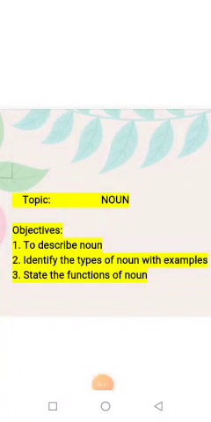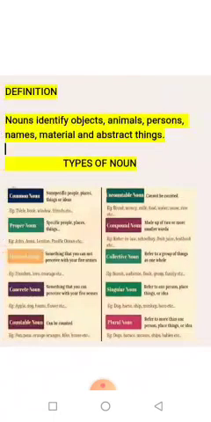Welcome. We are looking at noun. Our objectives are to describe noun, identify the types and forms of noun with examples, and state the functions of noun. By definition, you know that nouns identify objects, animals, persons, names, materials, and abstract things.